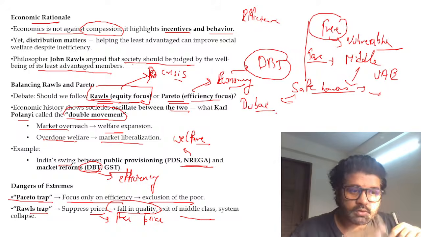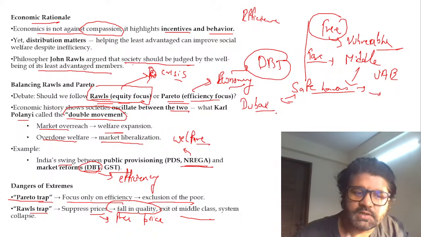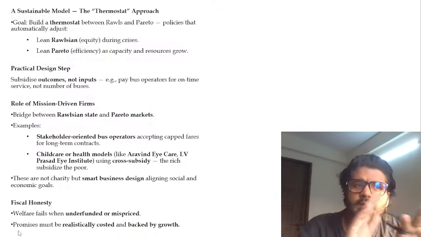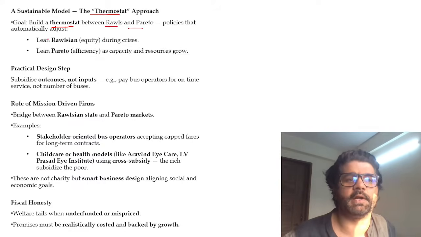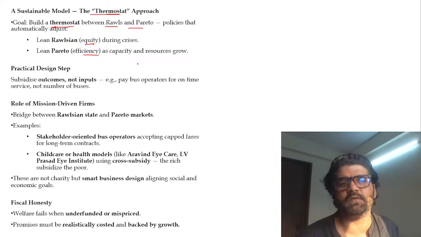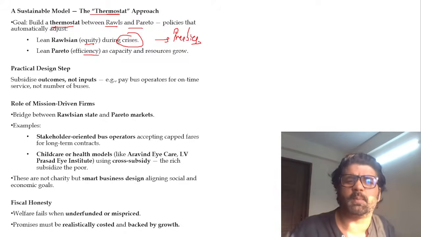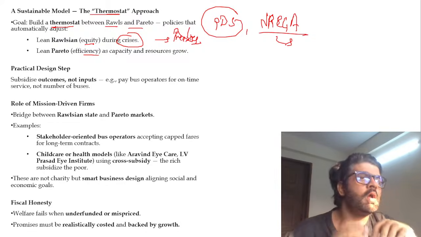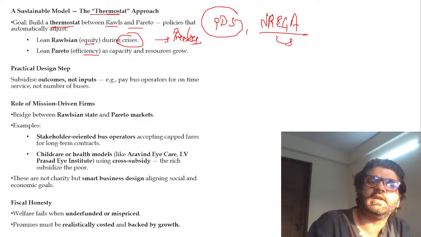If you tax them more, so there is a balance which needs to be adopted between the Pareto trap and the Rawls trap, between efficiency and welfare model. So again, it's a sustainable model, the thermostat approach. Goal: build a thermostat between Rawls and Pareto, which adjusts between equity and efficiency. When there is a crisis, focus on these freebies, focus on taking care. It's not only about freebies. When we are doing PDS, public distribution system, or NREGA, it's not exactly a freebie, right? In NREGA, or Mahatma Gandhi National Rural Employment Guarantee Act, people are working and then they are getting paid. So this is an equity model.